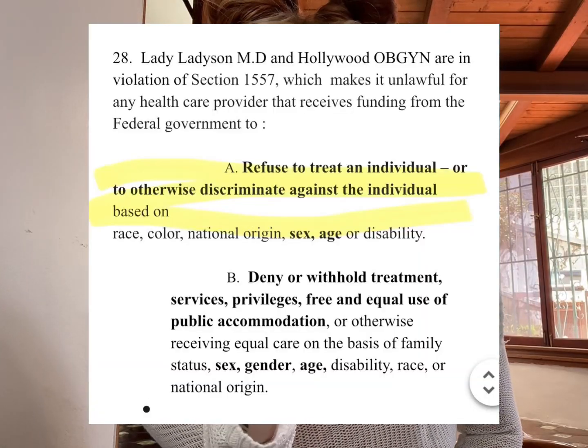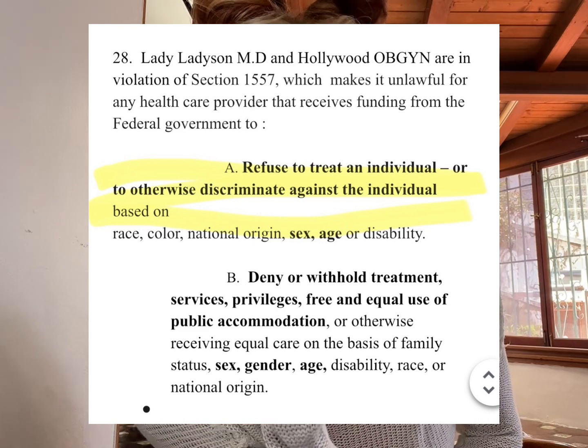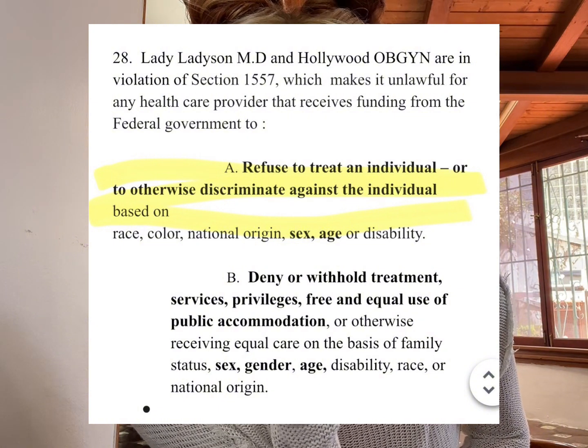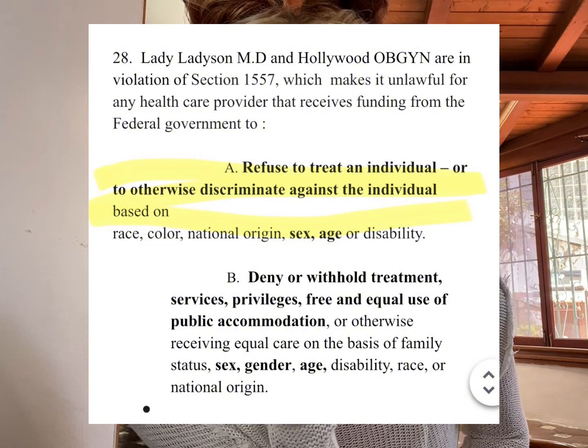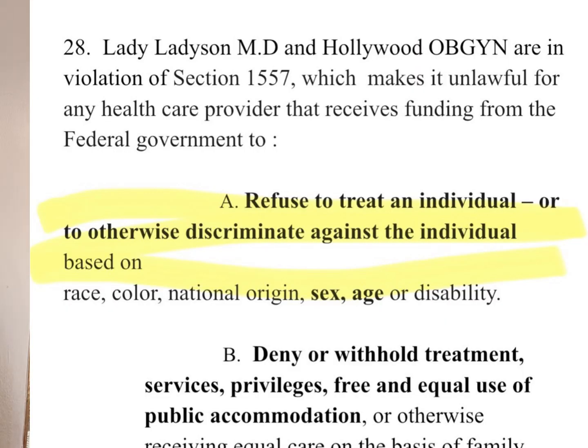The ACA makes it unlawful for any healthcare provider that receives funding from the federal government to refuse to see an individual or otherwise discriminate against the individual based on race, color, national origin, sex, age, or disability. Something I like to do is bold the parts of the line that are relevant to my particular case. So I would bold refuse to treat an individual or otherwise discriminate based on age, sex.